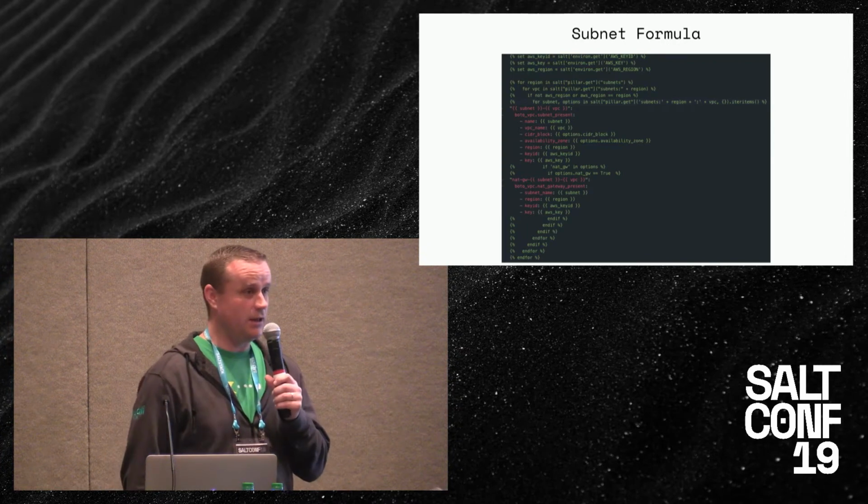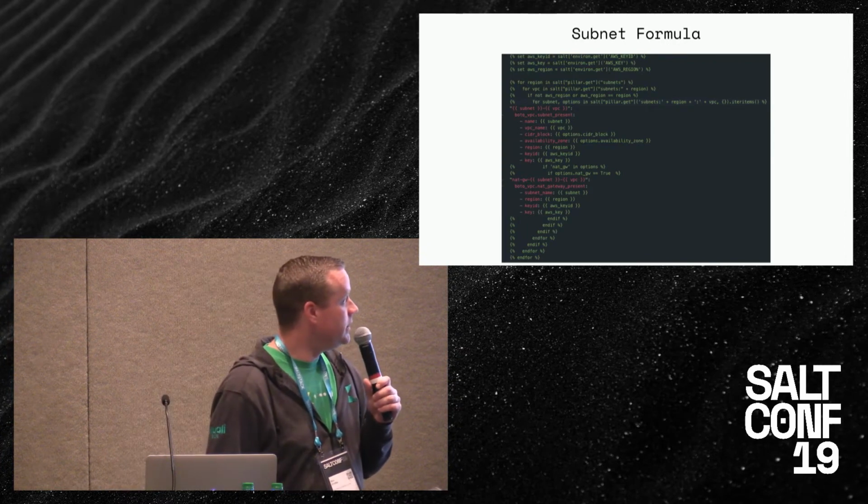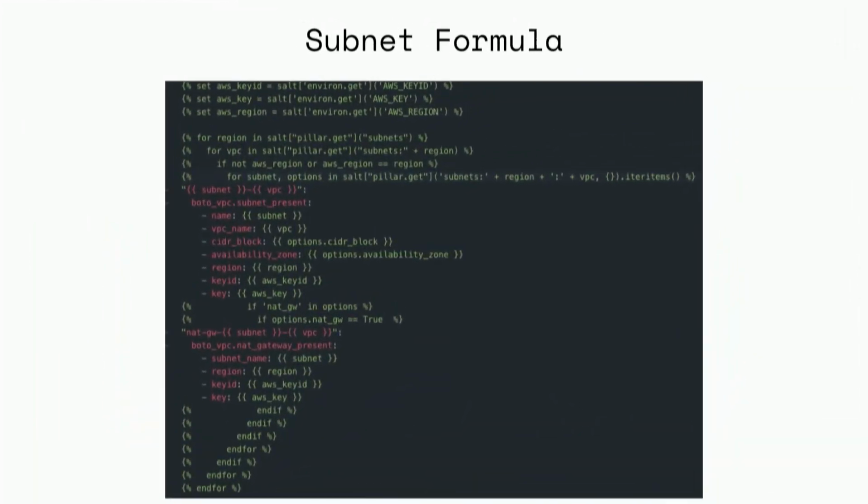So here's the formula. This is an example formula. If you can't see it, this is even a simplified version of our formula, because I have some other things in there that usually check if absent is in your pillar, I'll actually remove that resource from AWS. But if it's not, then it will make sure it exists the way it's defined. So I pulled out the absent for simplicity.